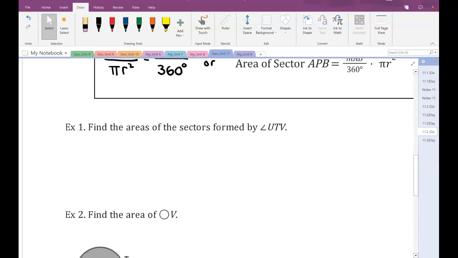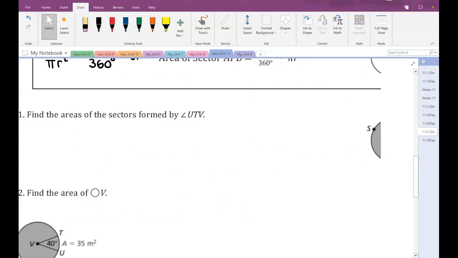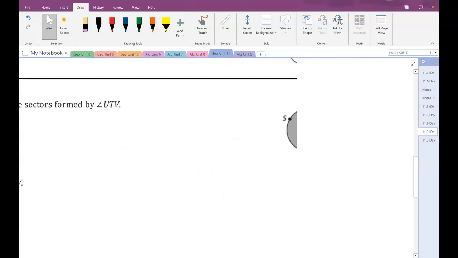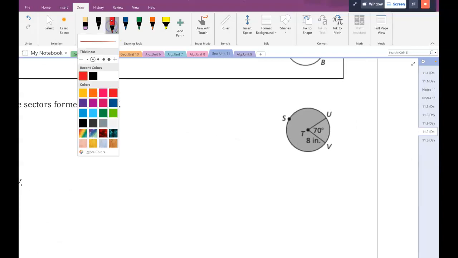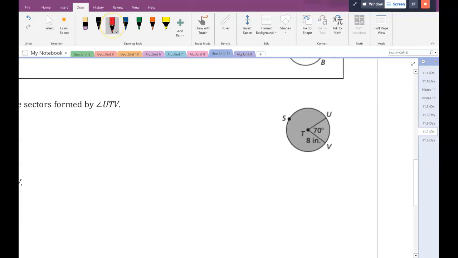All right, so we're going to find the area of the sectors formed by angle UTV. So we have to find 2 areas. When you have an angle, it makes 2 kind of slices. Like here we have the red slice. We're going to find the area of that. We also can find the area of this blue slice. We're going to do both of those. We'll do the red one first, then the blue one.